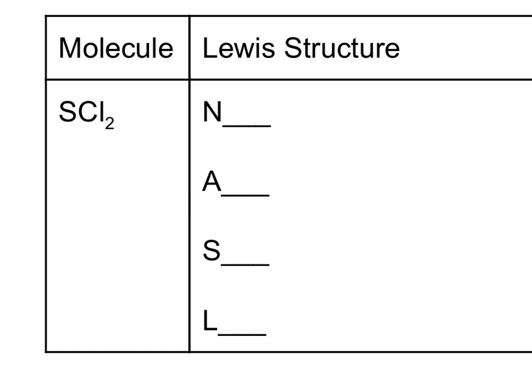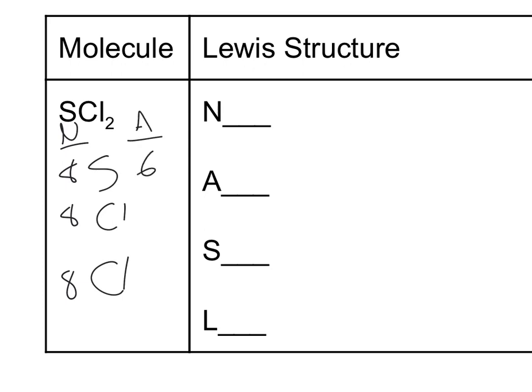SCl2. We have sulfur and 2 chlorines. No exceptions here. They all need 8. No hydrogens to worry about. Available. Sulfur's in group 16. It has 6. Chlorine's in group 17. They have 7 apiece. So the need is 8 times 3, which is 24. The available is 7 plus 7 plus 6, which is 20. The shared is the difference between those two numbers. 24 minus 20 is 4. The leftover is 20 minus 4, which is 16.